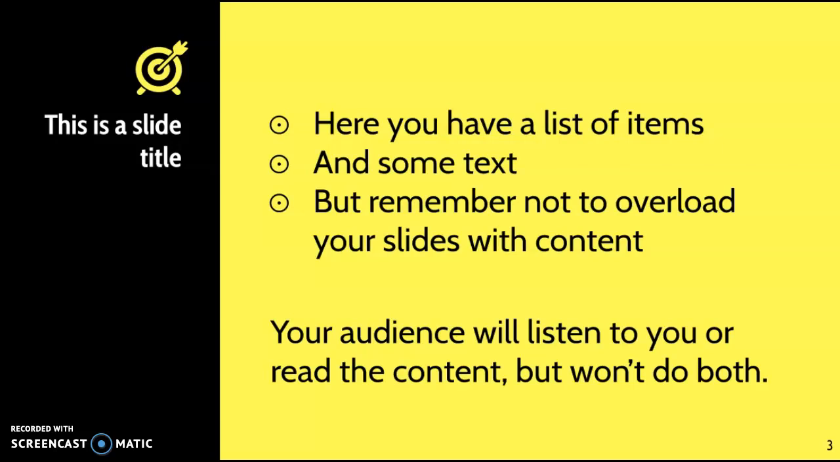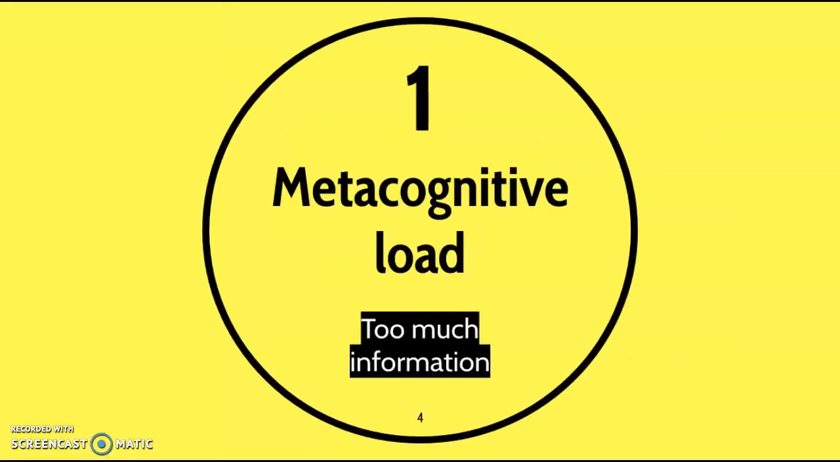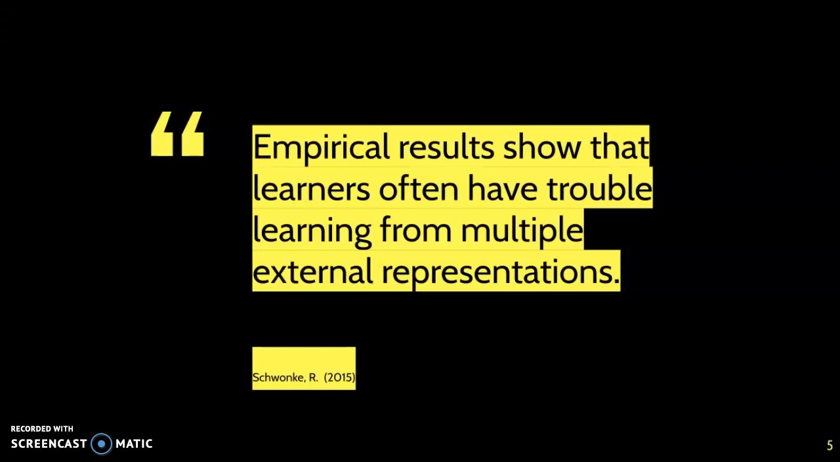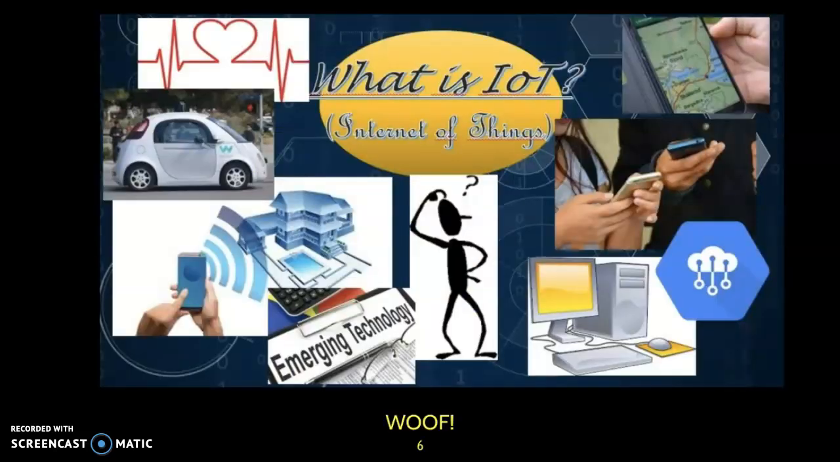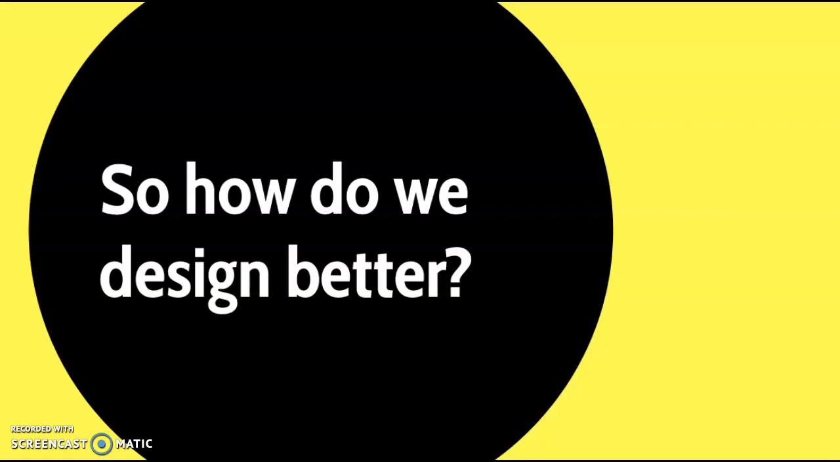And this is so relevant because the concept they're actually referring to is cognitive load, our brain's ability to process information, and sometimes there's simply too much. Specifically, empirical results show that learners often have trouble learning from multiple external representations. That means reading text, numbers, figures, diagrams, pictures, and the speech of the speaker. It's just simply too much for our brain to process, much like a slide like this that utilizes a hard-to-read font, multiple overlapping photos, and a busy background. Woof. So how do we design better?